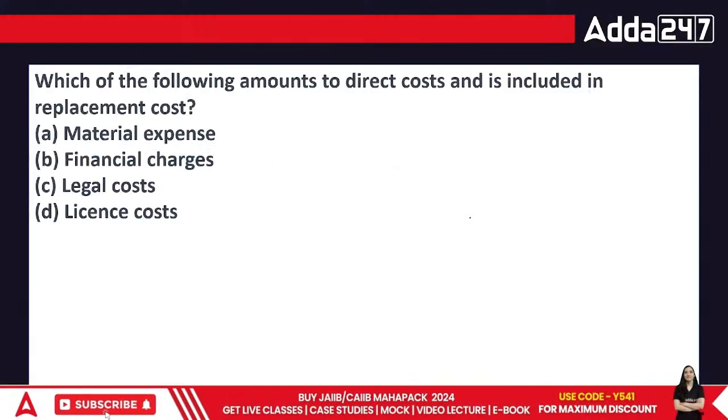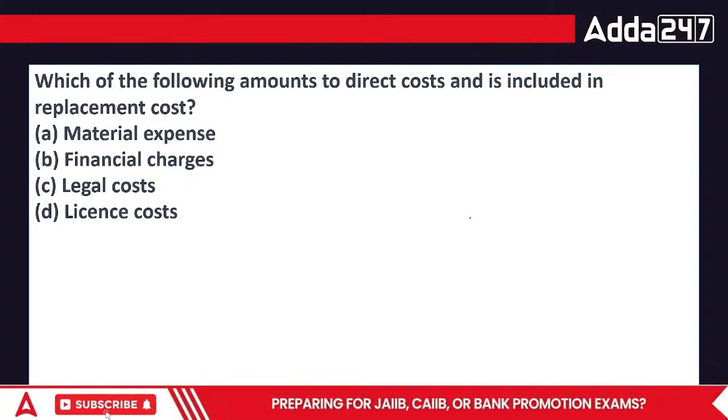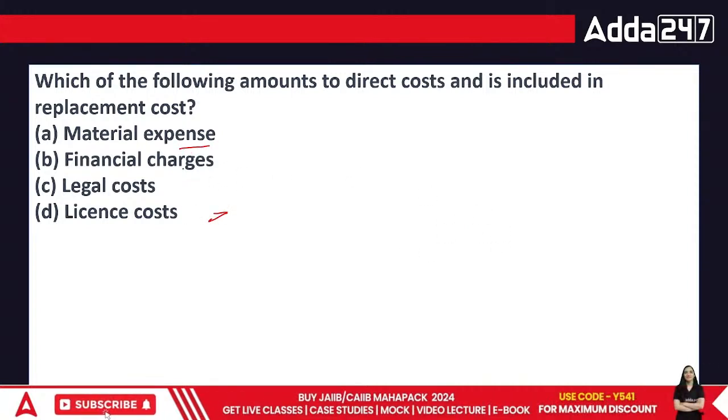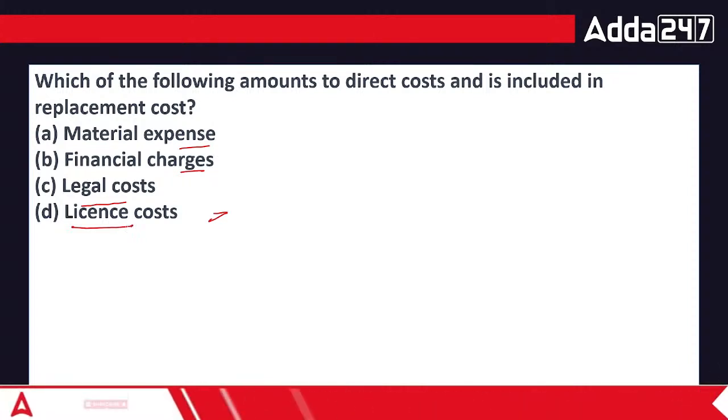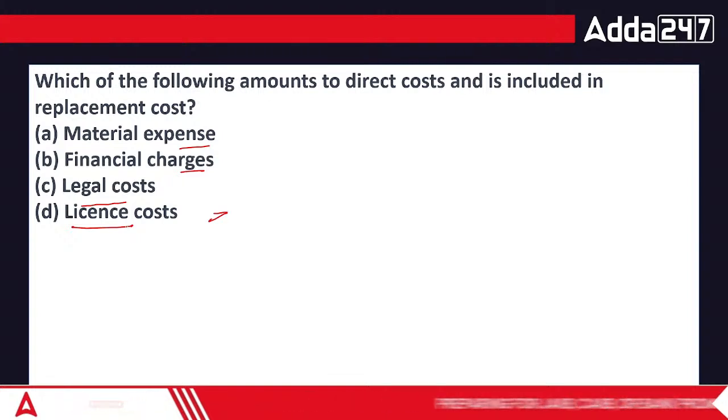Which of the following amounts to direct costs and is included in the replacement cost? Material expense, finance expense, legal or license? Direct cost. Direct cost is basically the specific cost which is related to the area of production.